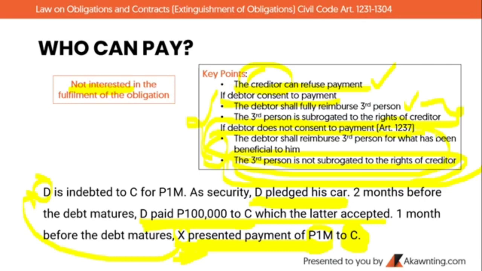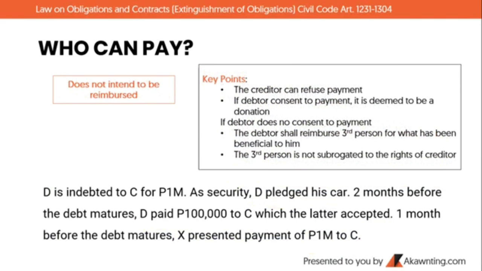And punta na tayo sa huling scenario, which is the third person who paid the creditor does not intend to be reimbursed. Parang Good Samaritan, binayaran niya kahit hindi mo na ako bayaran. Ang objective ko lang naman maging happy ka, maging happy ka na mawawala na yung utang mo, okay? So yun ang nangyari.